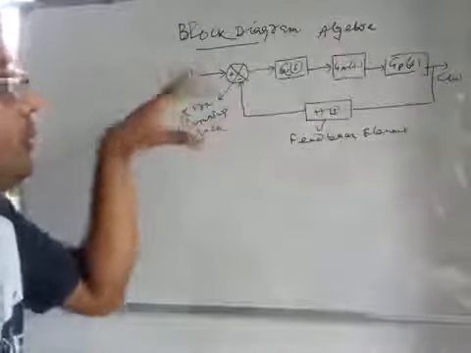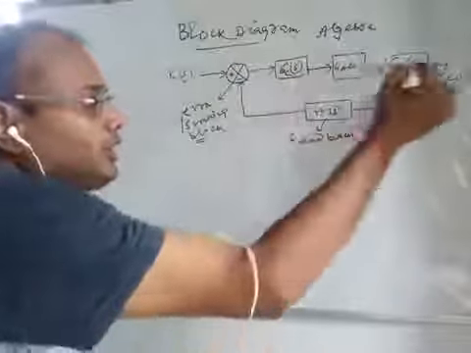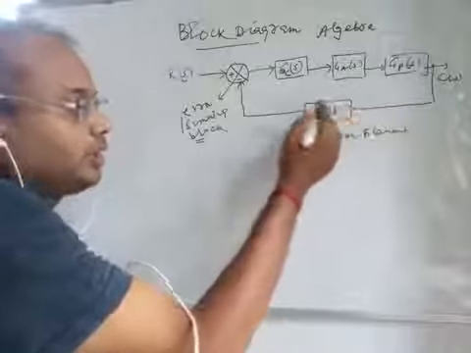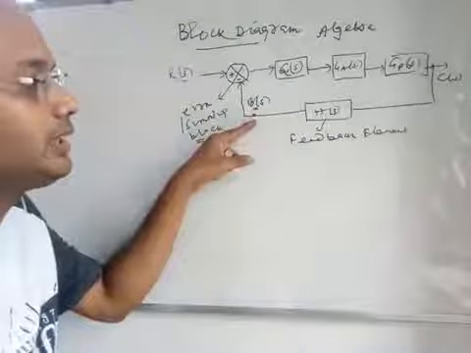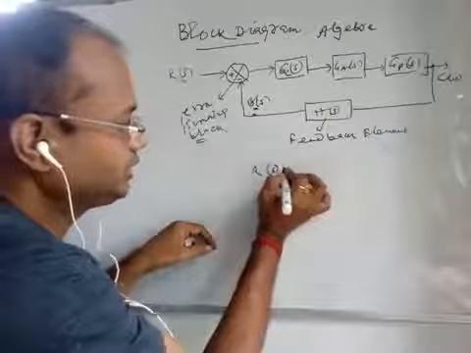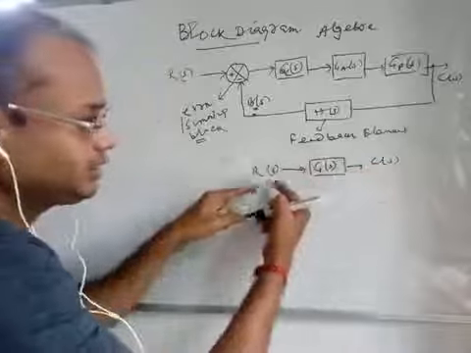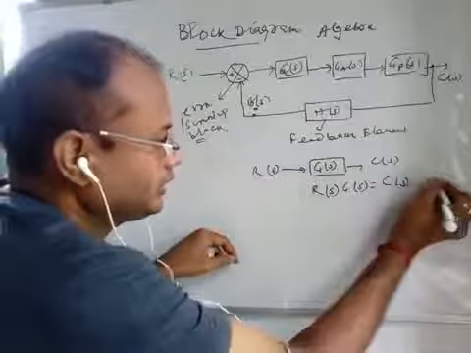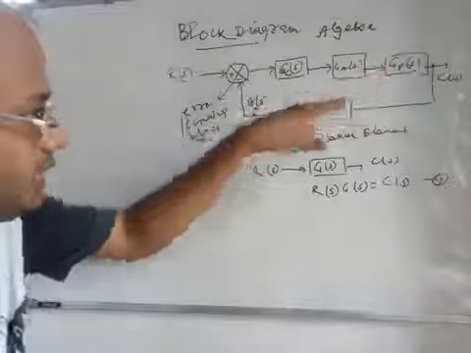So what is the function of this block? Whatever input signal goes in, an output is obtained when the signal passes through it. Any output you get passes through this feedback block to give a certain signal, which I can call B(S). From the basic definition, if this is your R(S) and this is your G(S), you get C(S), so R(S) into G(S) equals C(S). This is a block where there is no loop, no feedback path. Here the signal is negatively fed back.